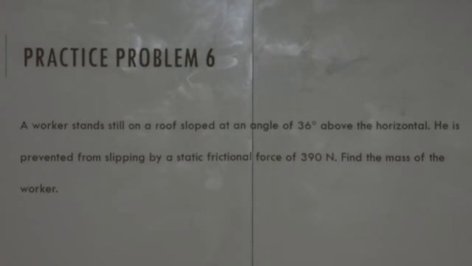All right, here's another practice problem. A worker stands still on a roof sloped at an angle of 30 above the horizontal. He is prevented from slipping by a static friction force of 390 newtons. We want to find the mass of the worker. Also, if any of these seem familiar, it's because they're all from the book.